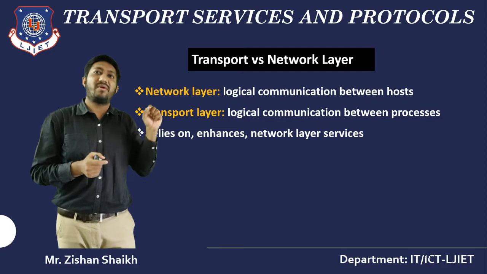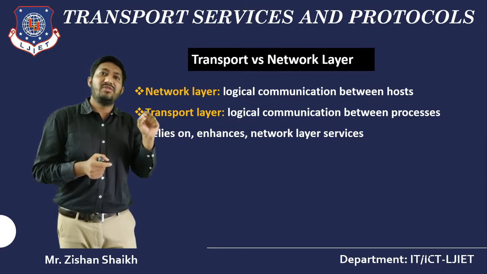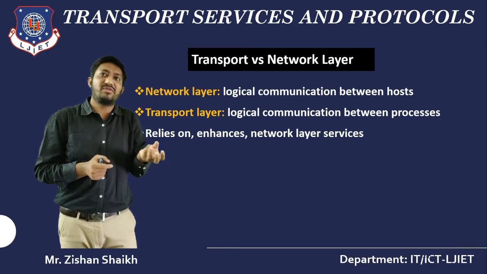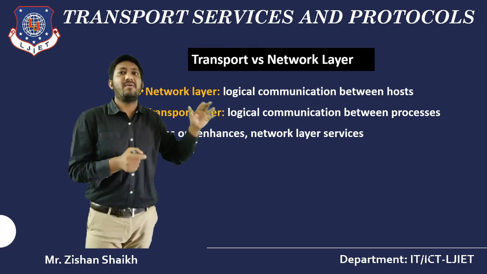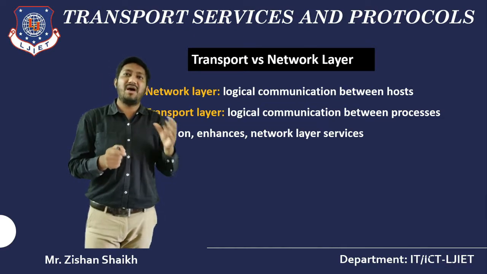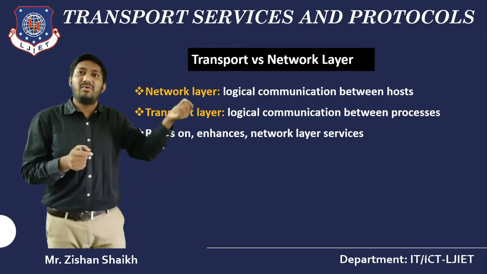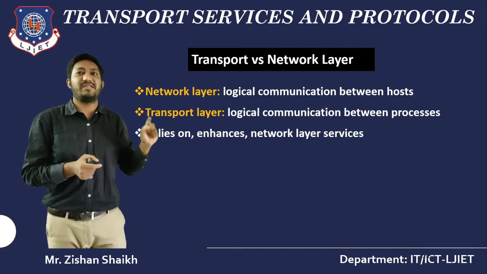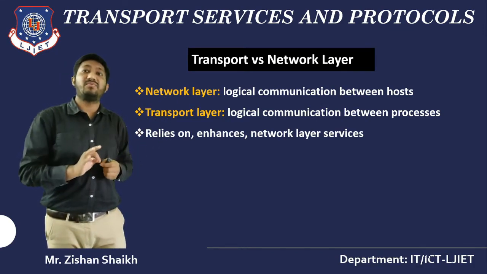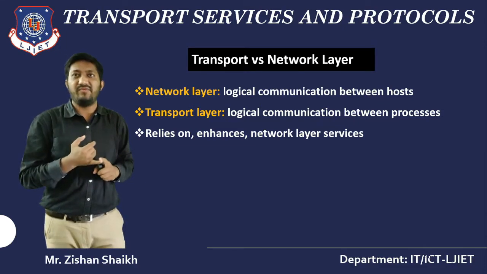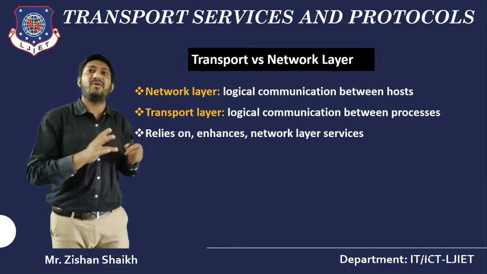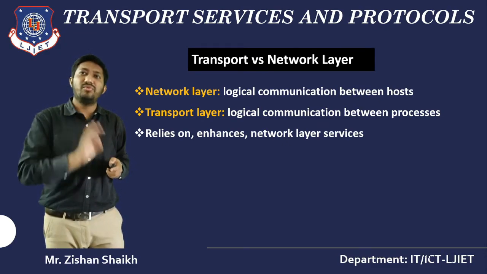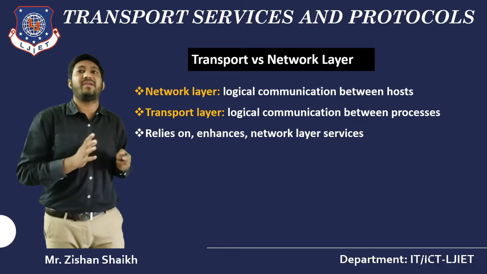But when we talk about the transport layer, it is all about logical communication between two processes. In a particular host, a number of processes run simultaneously. How they identify each other from source to destination is all about the transport layer. But the transport layer relies on the network layer. It enhances the facilities of the network layer, and it also uses the services of the network layer.